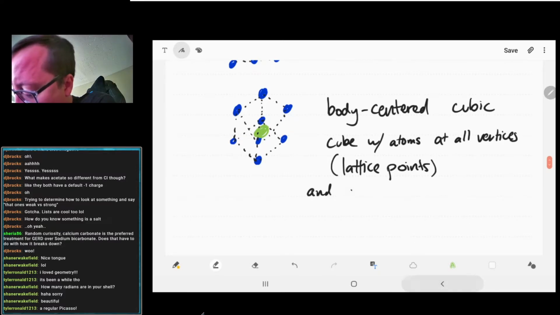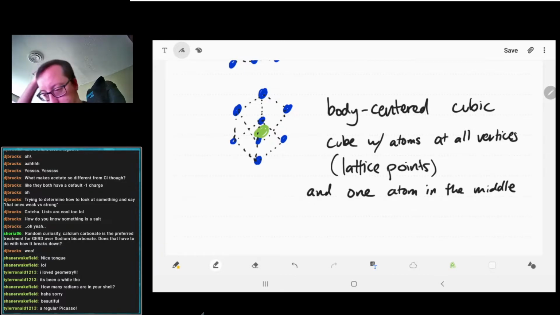And one atom in the middle. If we look at these, if you want to use your geometric skills, how much of each blue atom is actually in this cube? If we assume that the atoms are going to be spherical, how much of a particular vertex blue atom is going to be within the cube?